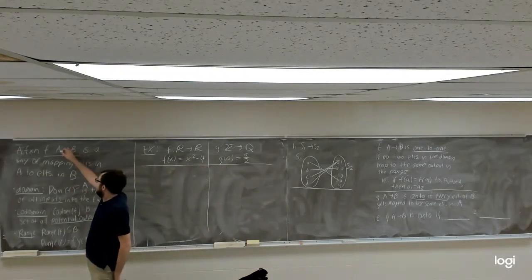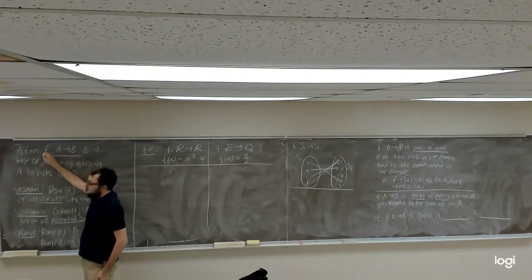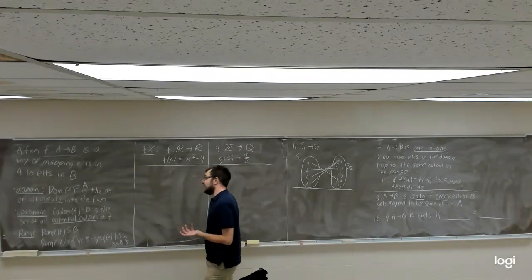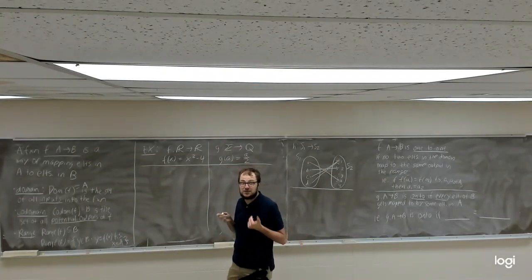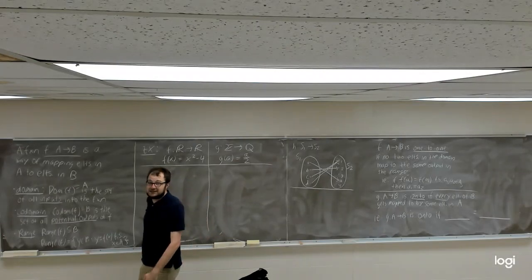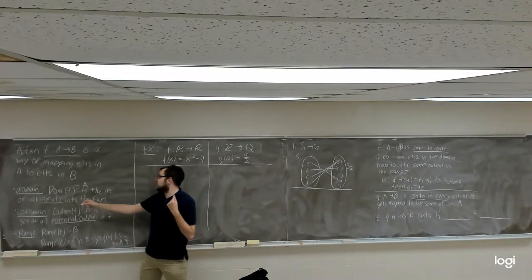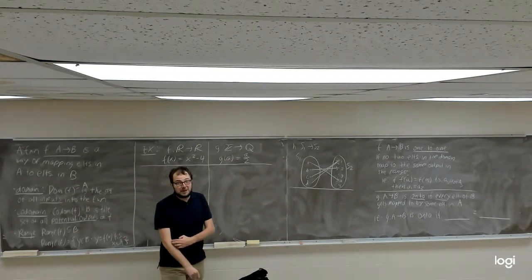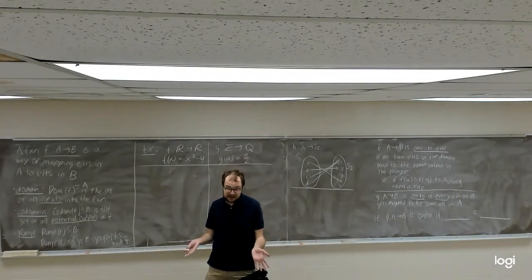A function f that goes from A to B is a way of mapping elements in a set A to elements in a set B. That's it. It's a way to say, hey, take any element in the first set and match it up with an element in the second set.